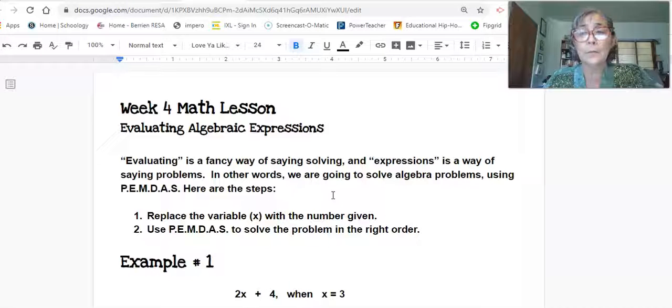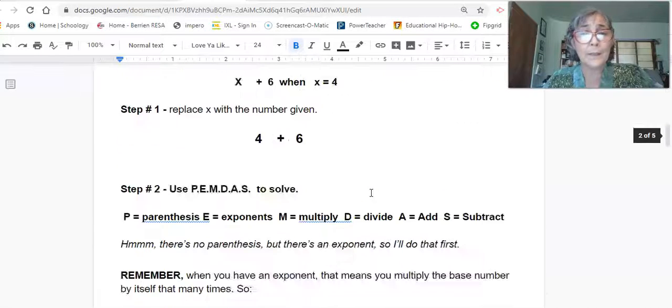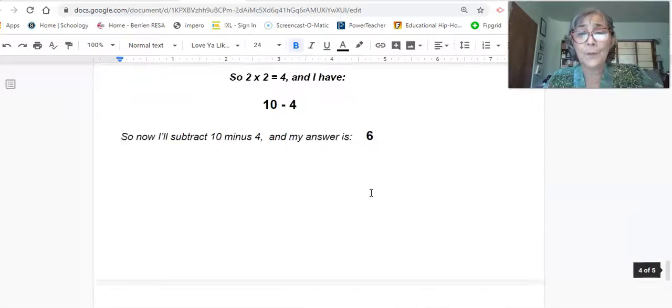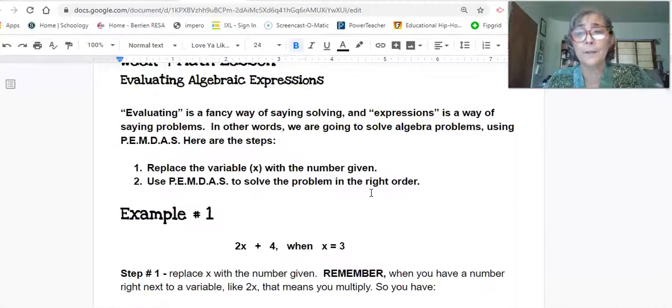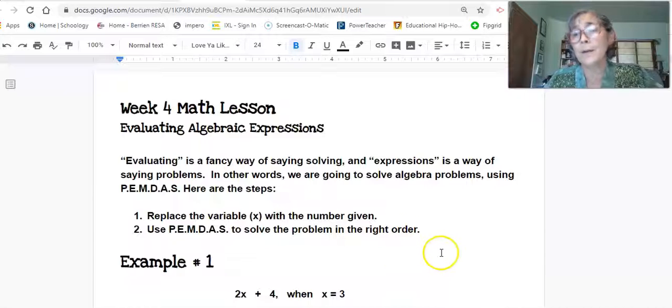And if you need to look at this paper, it's a very long paper I gave you in your packet, and it gives you several examples. That will help you too. But I'm going to go over all this in the video, but then you also have it written down, okay? Here are the steps we're going to do for each problem.